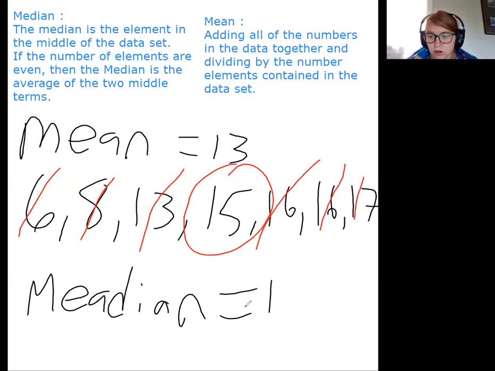And as you saw earlier, I was solo checking that I was doing it right. I'm going to check the answer key. Mean 13, whoop. Median 15, whoop.